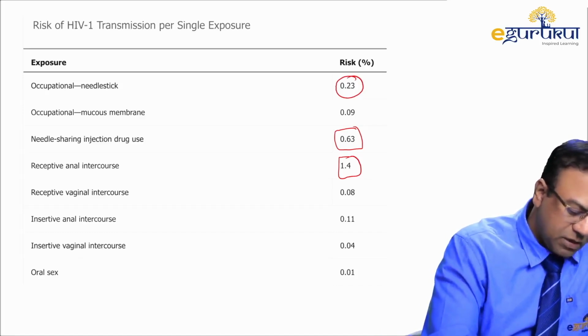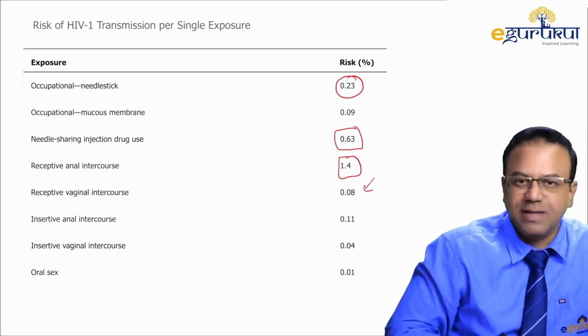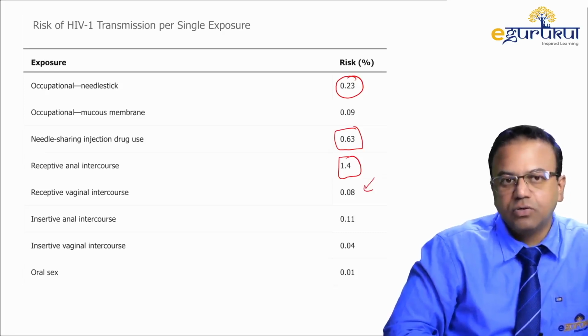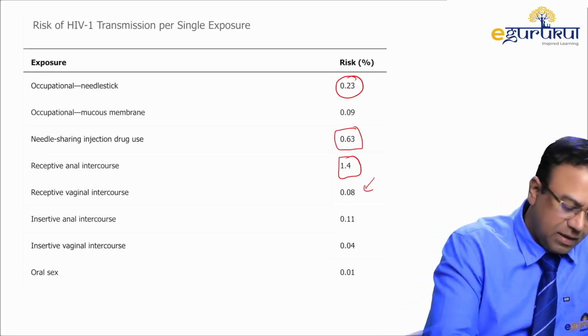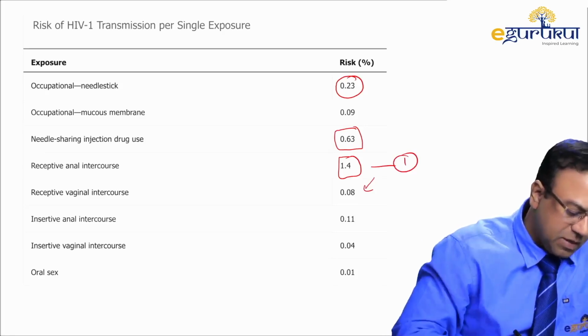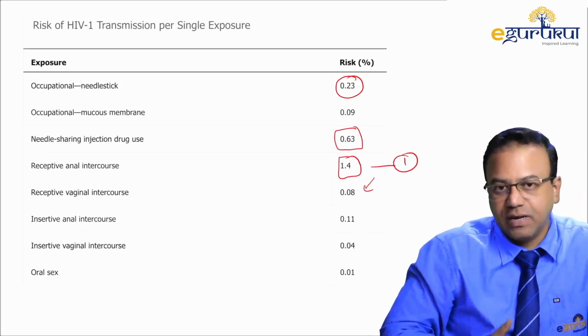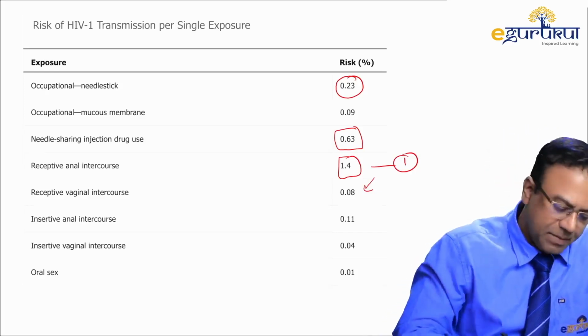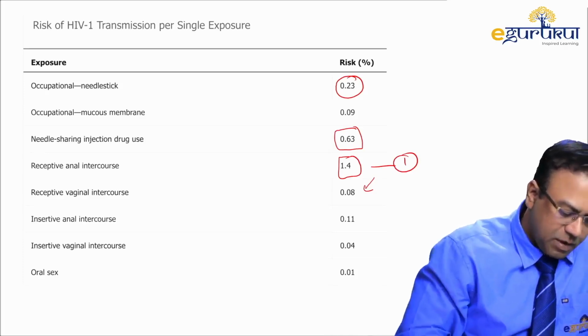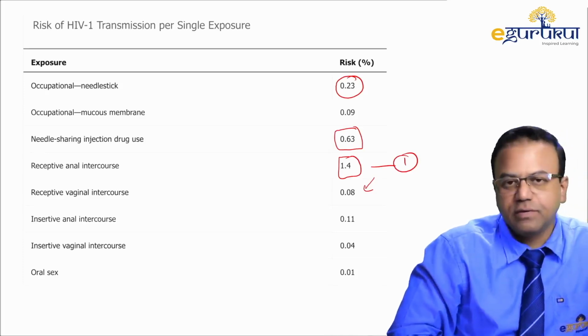Receptive vaginal intercourse, on the other hand, is definitely lesser than receptive anal intercourse. So that means the highest comes from receptive anal intercourse. Then the next highest is people who are sharing needles among IV drug abusers. And third comes mucous membrane if it is broken. Those are all the various risk factors.